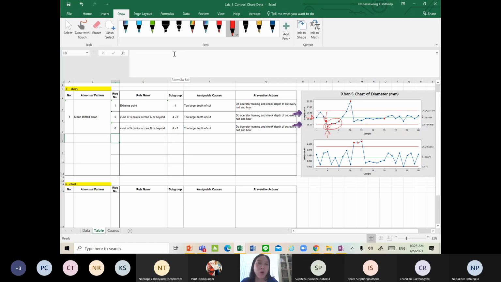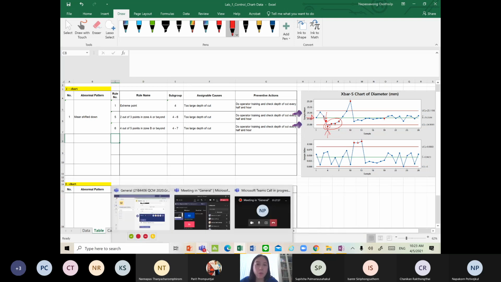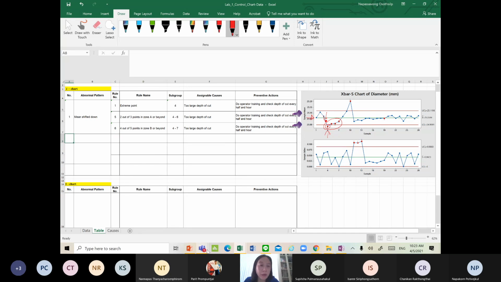Now, I will have you practice this by yourself. You can do it in a team. You can use the channel that we have already set up: channel group 1, group 2 to group 5, right? To complete the whole thing here, all the tables here. So that is the second pattern here.